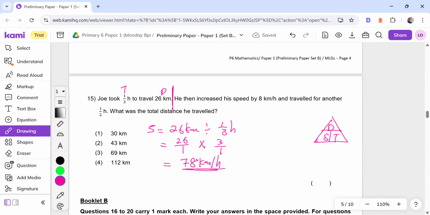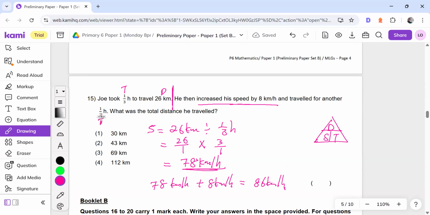So the speed is 78 kilometer per hour. Why do you need to find the speed? Because how are you going to increase the speed if you don't know what is the original speed? So this is the speed at first, and then you increase your speed by 8 kilometer per hour. Then what is the new speed? The new speed is now 86 km per hour. And he traveled for another half an hour. So that's the time, right?